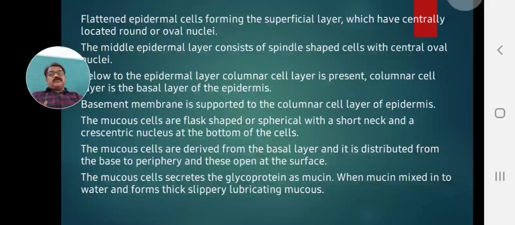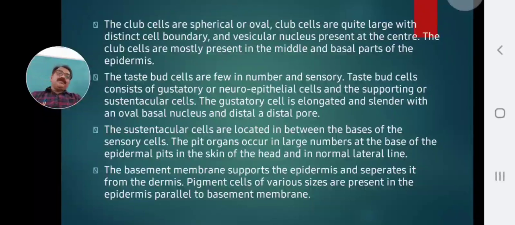This mucus spreads over the whole body, and when the body is covered by mucus, it is useful to the fish. First, it helps to cut through the water easily, and second, no parasite or pathogen can attack the body of the fish. That's why this mucus is important, acting as a lubricating material in fish. That is the epidermis as it is seen.